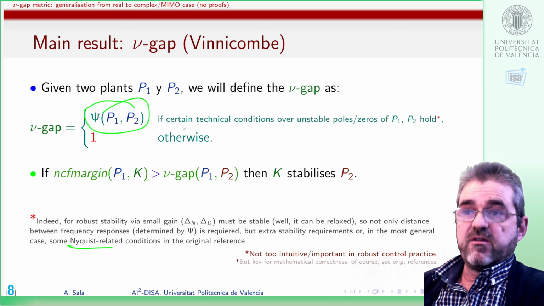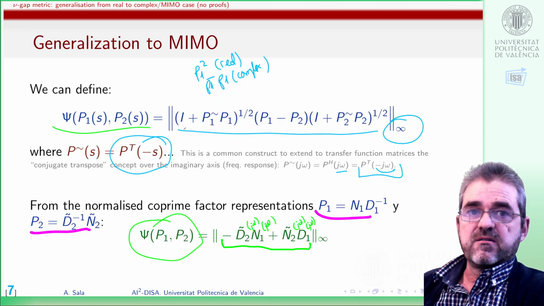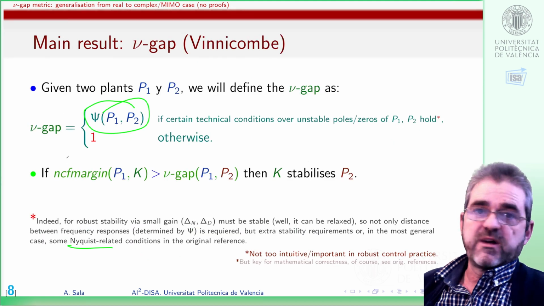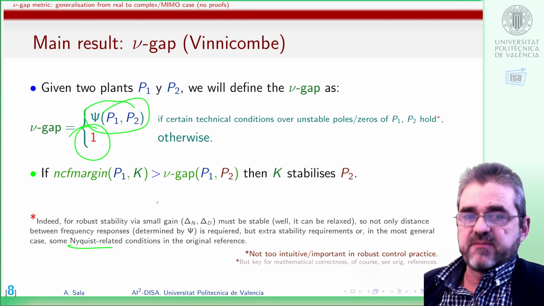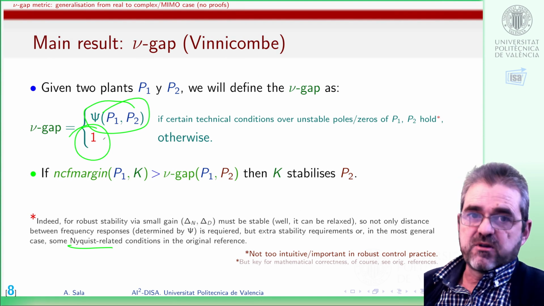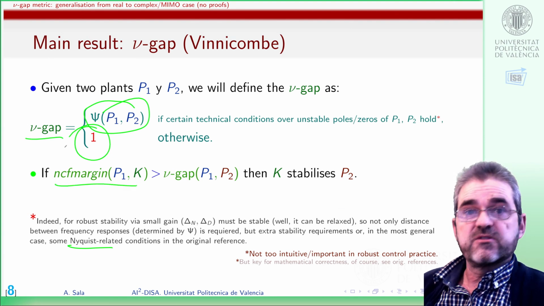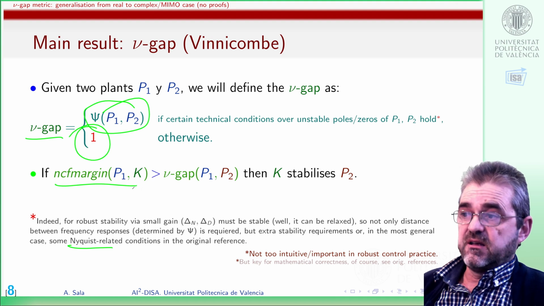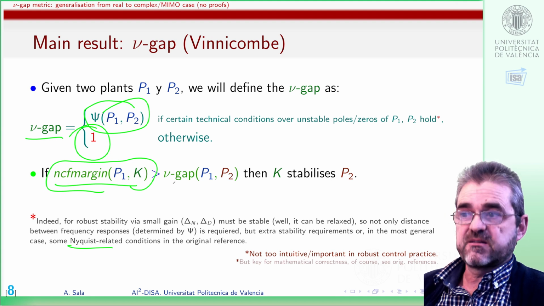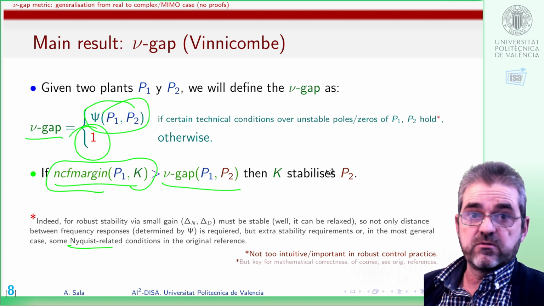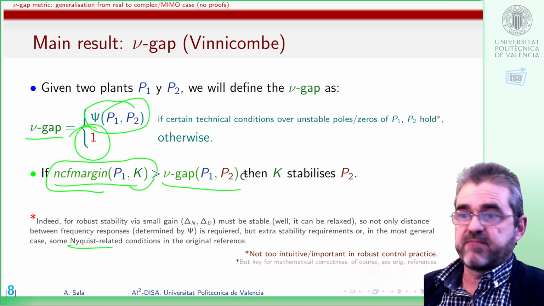If those technical conditions hold, then this is the nu gap, psi, and otherwise the gap is 1. The maximum value of the maximum distance, the maximum sine, is 1, so it will be impossible to design a controller with margin 1. In the case the gap is not 1, it can be proved that if the coprime factor uncertainty margin with a given controller and P1 is greater than this nu gap, then P2 is also robustly stabilized by K. This is the important result in practice.